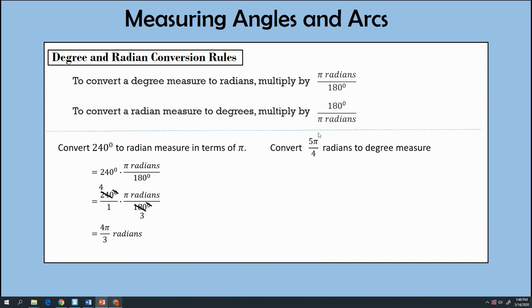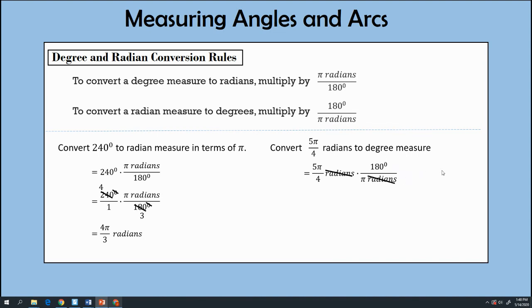Okay, let's convert another way here. Let's go 5 pi over 4 radians and convert it to degrees. Okay, when you go radians to degrees, you multiply by 180 over pi. So I got 5 pi over 4 radians times 180 degrees over pi radians. Now I left the units in there to show you that the first thing that cancels are radians. Numerator, denominator cancels. So I'm left with degrees, which is what we want.